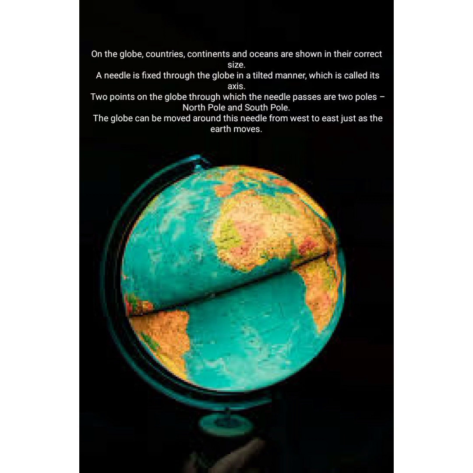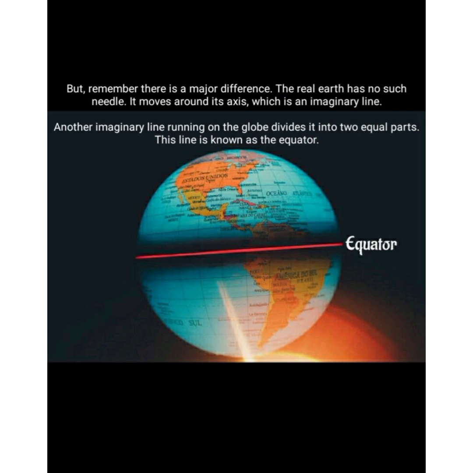And a needle is fixed through the globe in a tilted manner, which is called the axis. There are 2 points on the globe through which the needle passes, and they are the 2 poles, that is North Pole and South Pole. Also the globe can be moved around this needle from west to east just as the earth moves. But remember one thing, there is a major difference between the globe and the real earth, because the real earth has no such needles. It moves around its axis, which is an imaginary line.